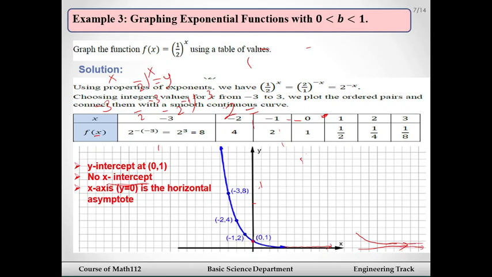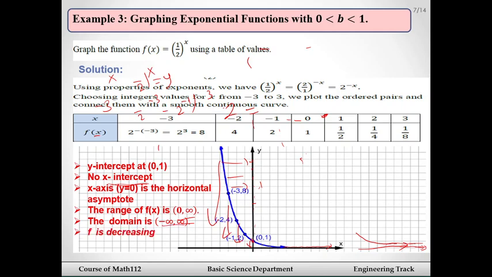So as x gets bigger, the graph gets closer to the x-axis, but it never touches. The range of f of x is, okay, you take the projection, it gives you the same thing, 0 to infinity, and the domain, take the projection of the graph onto the x-axis, you will get this set, and f is decreasing, as you see, from left to right. When you move on the graph, you go down.